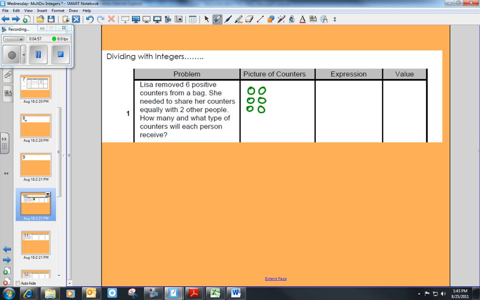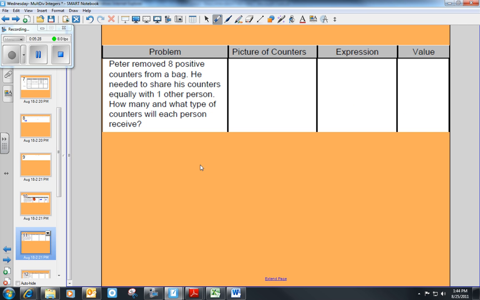And if we're splitting this up into 3 different groups, we'll have a group here, a group here, and a group here. Our expression will be 6 divided by 3, and the value is each person will get 2 positive counters. So this is a positive 2. I don't have to write a plus sign in front of it. Okay, she's going to have a positive 2. I'm going to do one more with you, and then you can finish the rest on your own of this type of problem. Peter removed 8 positive counters from a bag.